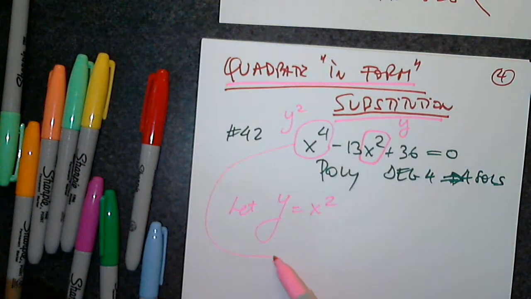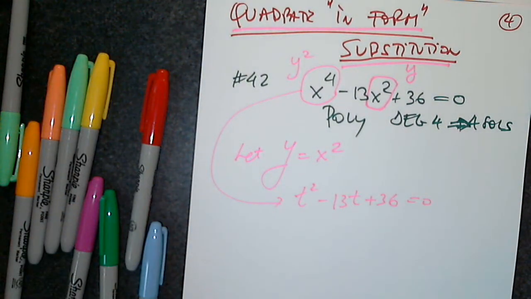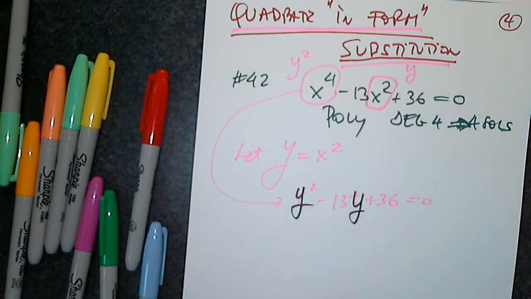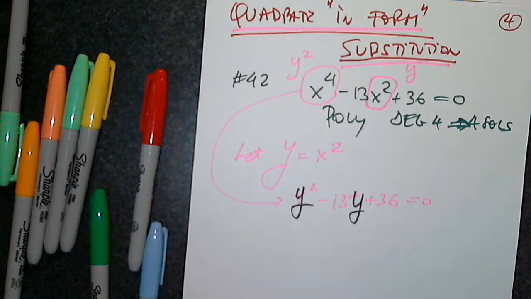So now the new equation becomes y squared minus 13y plus 36 equals 0. The question is, why would I do this? Because this polynomial of degree 2 is easier to factor. I said t, I meant y. Sorry about that. I don't want to confuse anyone. No, it's y.